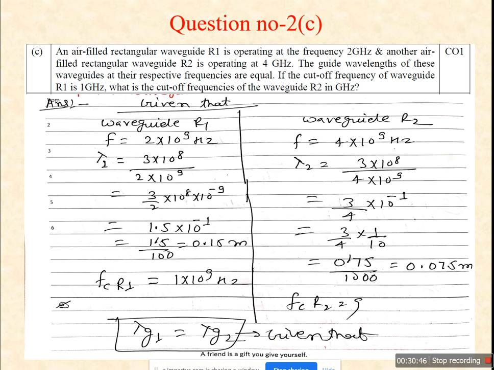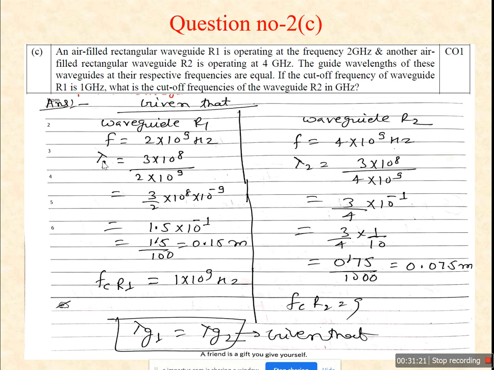An air-filled rectangular waveguide R1 is operating at the frequency 2 GHz and another air-filled rectangular waveguide R2 is operating at 4 GHz. The guide wavelength of these waveguides at the respective frequency are equal. If the cutoff frequency of the waveguide R1 is 1 GHz, what is the cutoff frequency of the waveguide R2 in GHz? Given waveguide R1, waveguide R2, and lambda 1 is lambda 2.